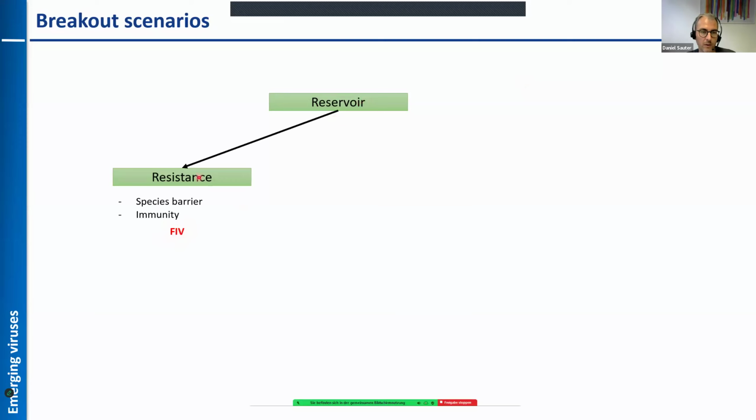And our cells are naturally resistant to this virus. So an FIV that infected your pet cat cannot infect your cells. So there will be no infection even if you're exposed to the virus. And this actually happens in the majority of cases.